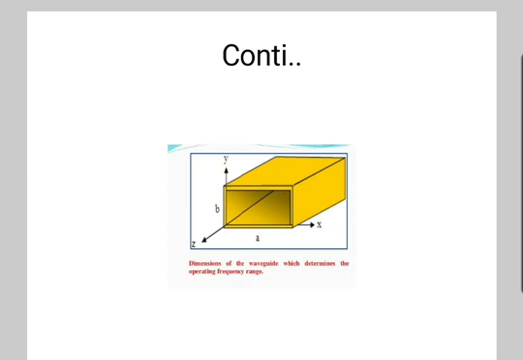The first boundary condition is Ex is 0 at y equal to 0 for all values of x from 0 to a. The second boundary condition is Ex is 0 at y equal to b for all values of x from 0 to a. The third condition is Ey is 0 at x equal to 0 for all values of y from 0 to b. And the fourth boundary condition is Ey is 0 at x equal to a for all values of y from 0 to b. So these are the four boundary conditions for the TE waves.